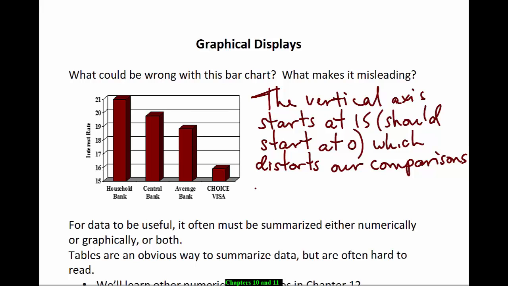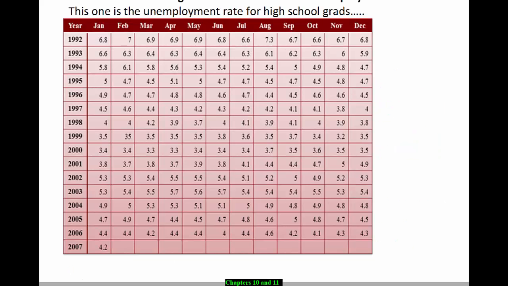So for data to be useful, we need to summarize it, either numerically or graphically or both. Tables are an obvious way to summarize data, but are often too hard to read. Consider the following 2 tabular summaries of unemployment data. This first one is the unemployment rate for high school grads.